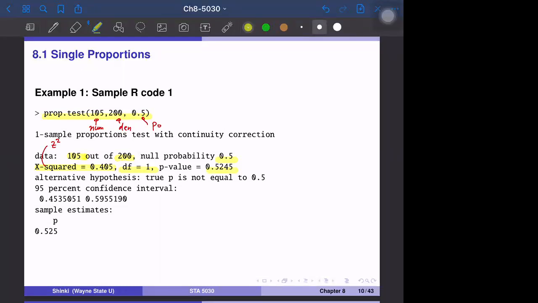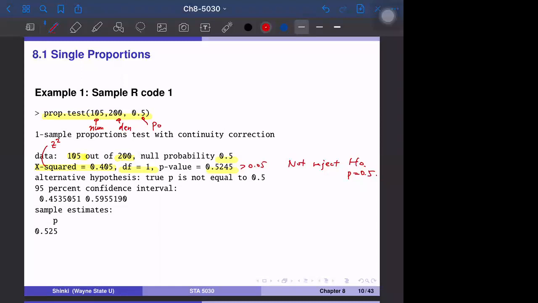So the p-value is larger than 0.05. So we do not reject the null hypothesis, do not reject H naught of p equal to 0.5. So p equal to 0.5 may be a possible value of p. And what are the typical possible values of p?